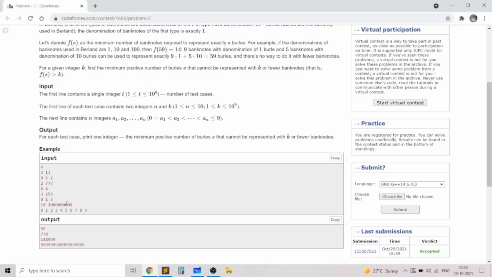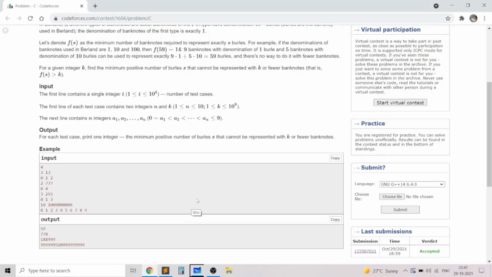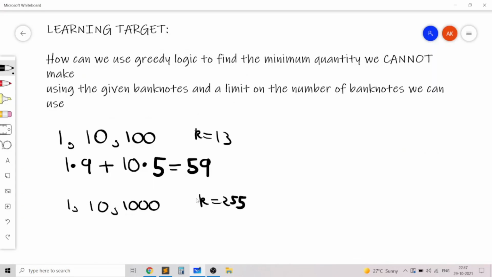And let's take another example where we have 3 banknotes, which are 1, 10 and 1000, and let's say that k is equal to 255. In this case again we can use 1 nine times. We can't use 10 ten times, because there's a banknote of 100 already; we can use 10 up to 99 times. We can't use it 100 times because then it would become 1000. So in general we are seeing the pattern that we can use the banknote 10 by 99 times, which is 100 times minus 1.